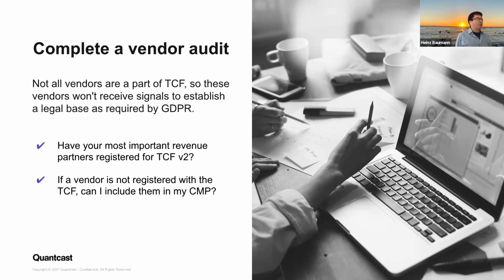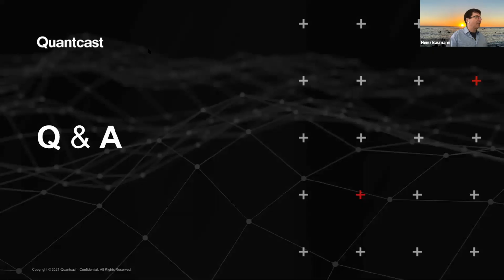If a vendor is not registered, how can I include them in the CMP? And do I still need to have them on or work with them, or do we choose another one? These are the kinds of decisions that need to be made up front before we can get started. And I think that is the last slide.